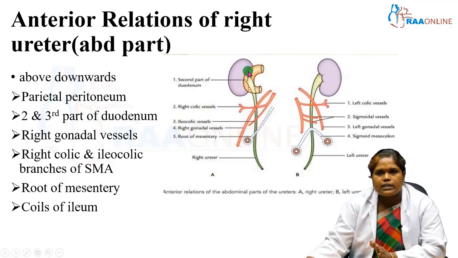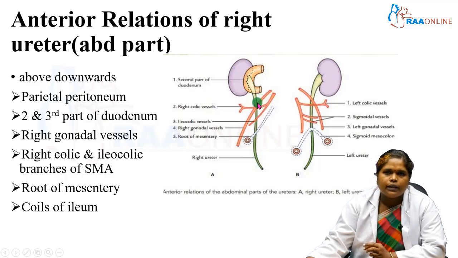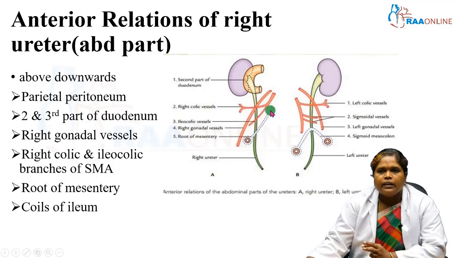Then we have, see, this structure is the duodenum. So the second and third parts of the duodenum will be related anteriorly. Then we have the gonadal vessels. This structure is the right gonadal vessels. In the case of males, we have the testicular artery, and in the case of females, we have the ovarian artery. So the right gonadal vessels will be crossing the ureter anteriorly. Then on the right side, we have branches of the superior mesenteric artery, that is the right colic artery and the ileocolic artery. These two are branches of the superior mesenteric artery.